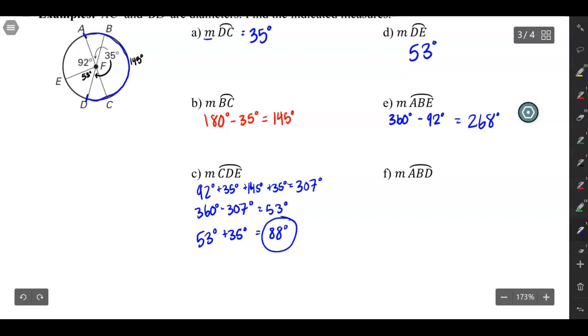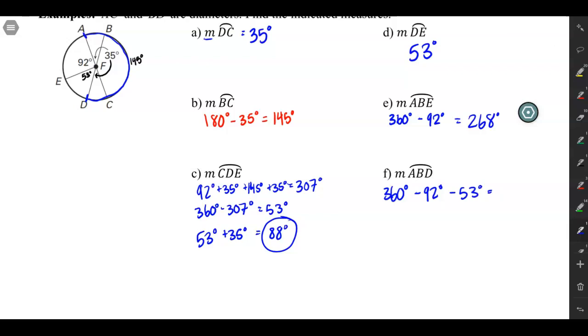So with that arc, I'm getting almost all the circle. So I'm going to start with 360, but I'm not including the 92 degree angle or the 53 degree angle. So I'm going to take 360 minus 92 minus 53, and I get 215 degrees. So that major arc is 215 degrees.